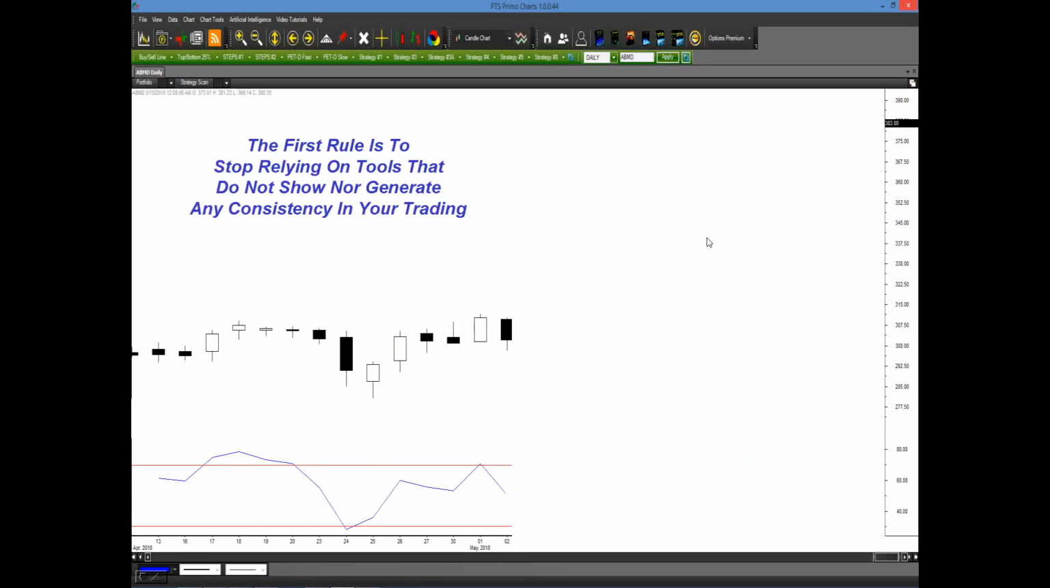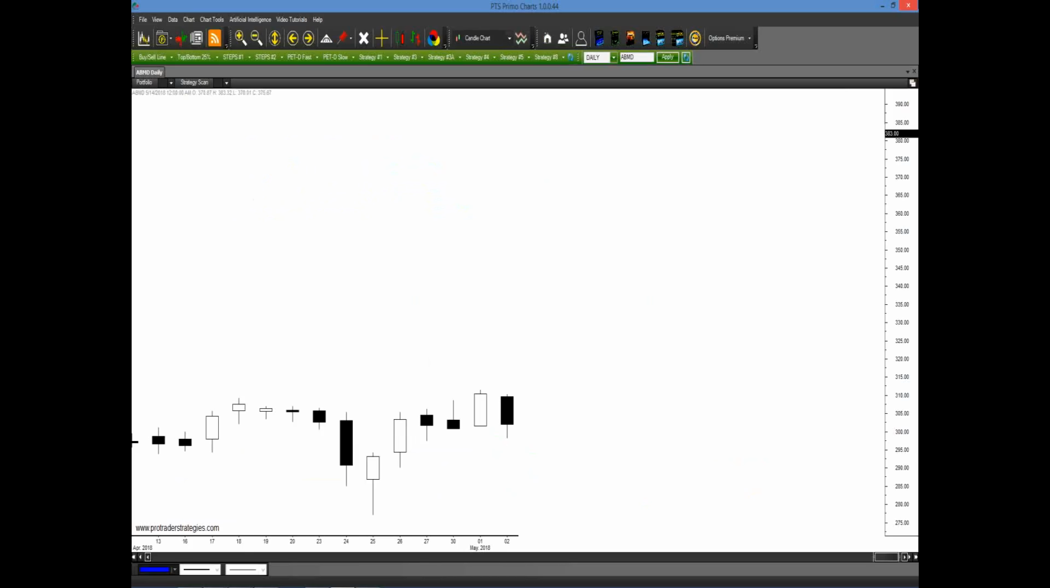Now, the first thing we have to know when we're applying this technique, or any technique, is to stop relying on tools that do not show nor generate any consistency in your trading. What are those? Well, there's volume, there's support and resistance, there's overbought, oversold indicators. We just want to totally get rid of them and clean the slate. Okay, we just want everything to be clean like this, and then we apply the PAT D.